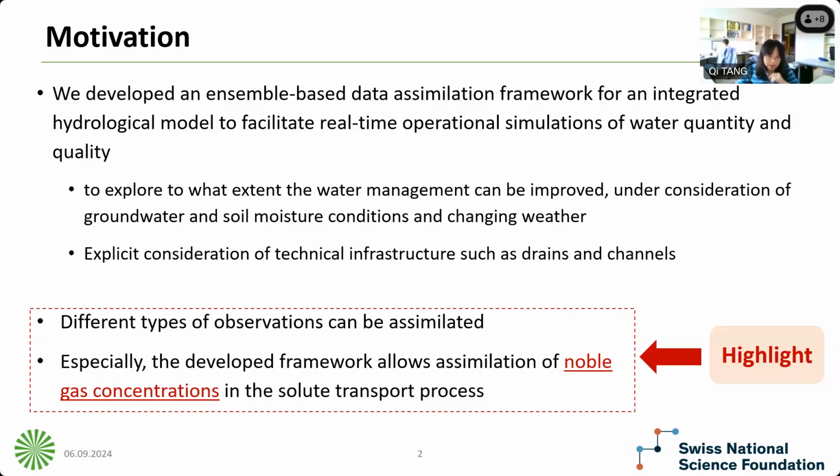The highlight of our system is that it is flexible in assimilating different types of observations. And especially, we can simulate the noble gas concentrations in the solute transport process. This allows us to develop a more comprehensive understanding of the hydrological system by integrating different data sources.